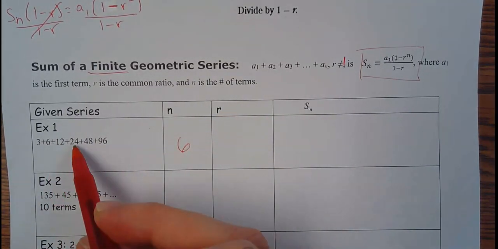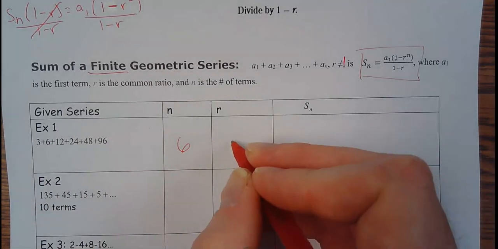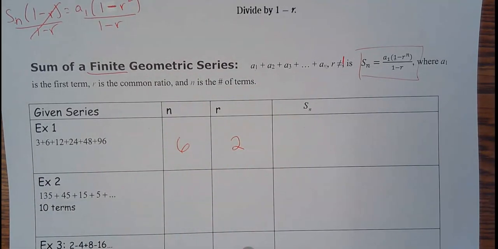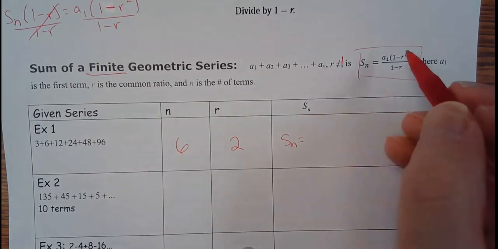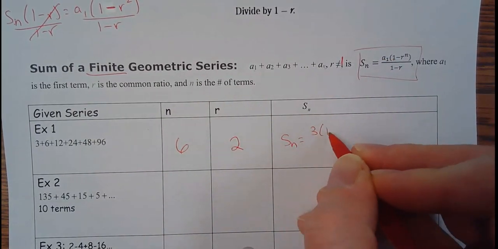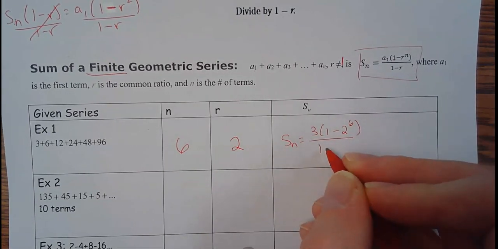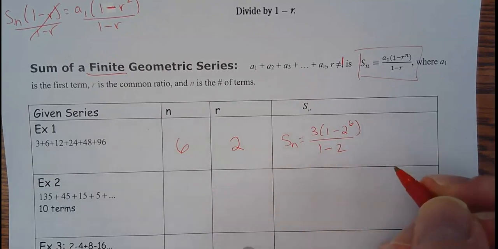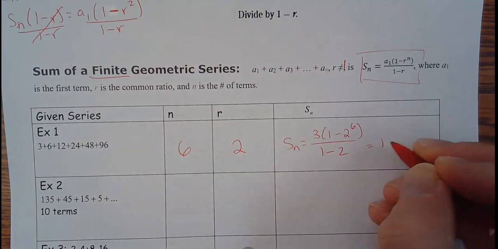Remember, anytime you want to find r, take any term divided by the previous term. 24 divided by 12, 12 divided by 6, 6 divided by 3. All those quotients are 2. So the sum of those numbers is going to be: the first term is 3, times 1 minus 2 to the 6th power, all over 1 minus 2. When you put this in the calculator, make sure you use a lot of parentheses, on the top and on the bottom, all that good stuff. And if you do it right, you should get 189.